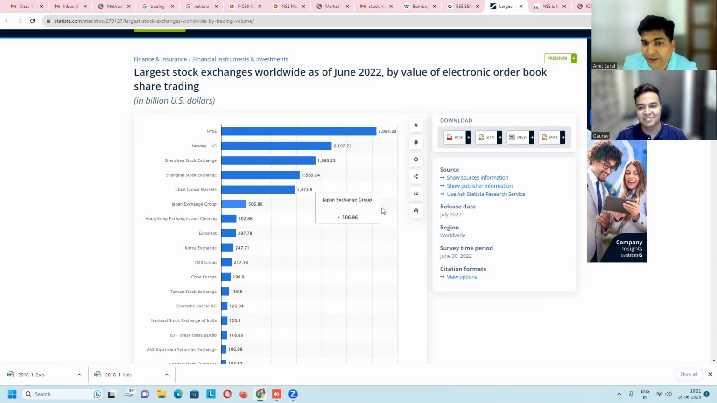I never knew at that time that they are so huge in size. I used to see that building, and see, in all these exchanges, Japan Stock Exchange, Hong Kong, Euronext, Korea Stock Exchange, TMX, CBOE, Taiwan, Deutsche Börse, and then comes the National Stock Exchange.